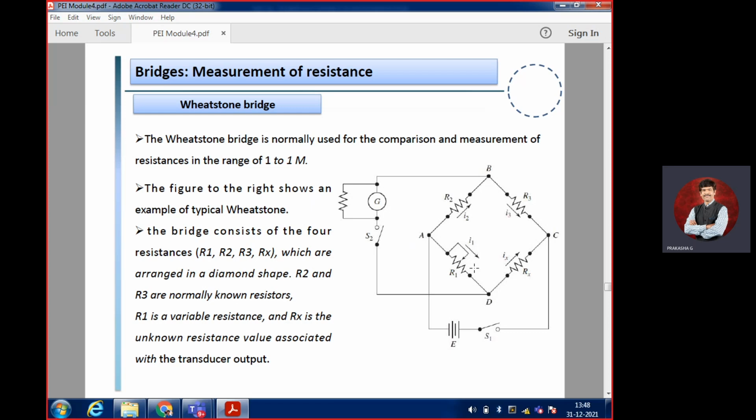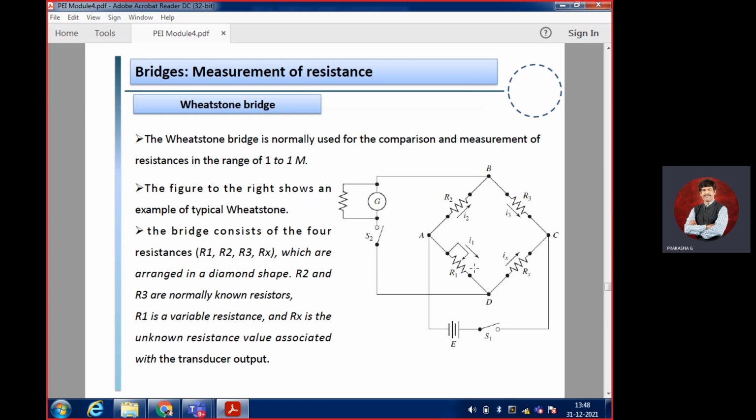I am talking with respect to this circuit. R2, R3 are fixed. R1 is variable. Rx is unknown. So based on the equation, I am able to find out exactly what the unknown value of the resistance is.